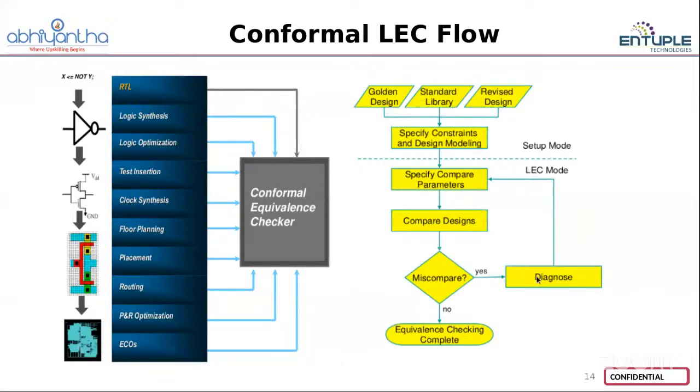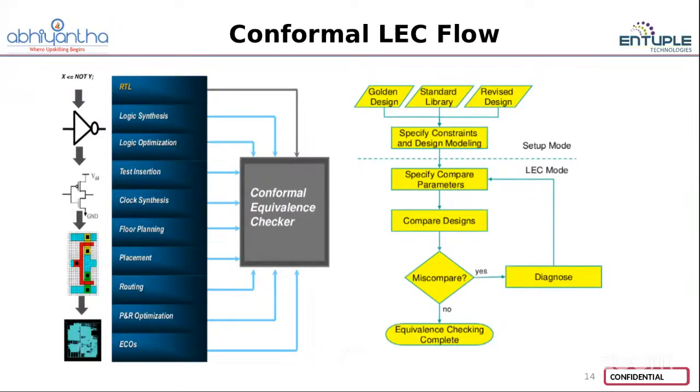So you need to diagnose the mismatching points, and again you go back to specifying parameters. Based on the diagnosis, if possible, we need to change the golden design code also. Why did it get miscompared? You need to analyze that. Once this diagnosis is done, and the parameters you are comparing are set, once all these things are completed, then you can do the comparison again.